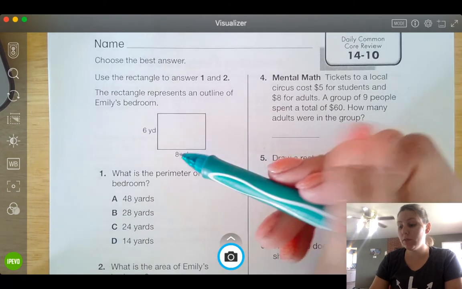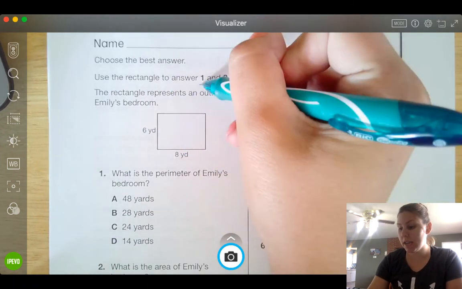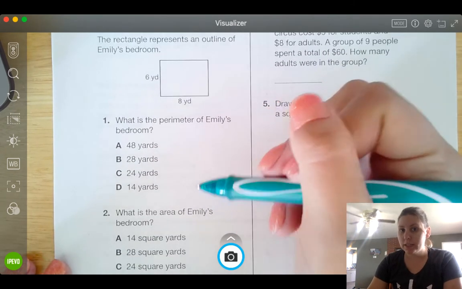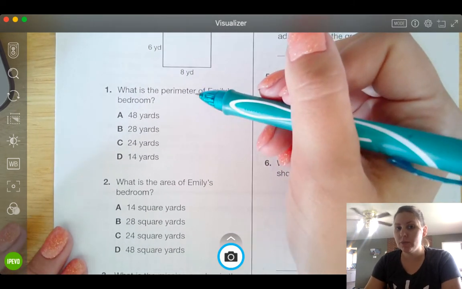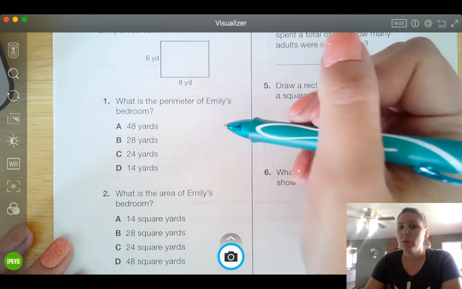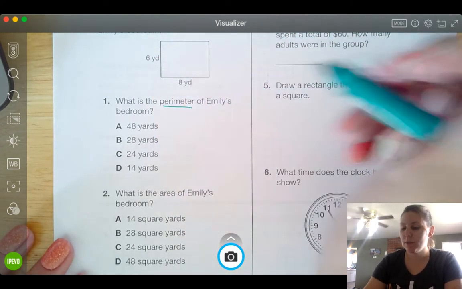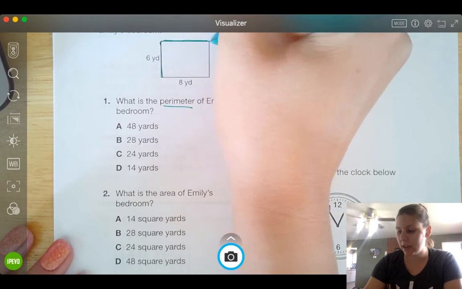It says use this rectangle to answer questions 1 and 2, so I'm going to be using it for these first two questions. It says the rectangle represents an outline of Emily's room. Number 1, what is the perimeter of Emily's room? Remember, the perimeter is the outside area.